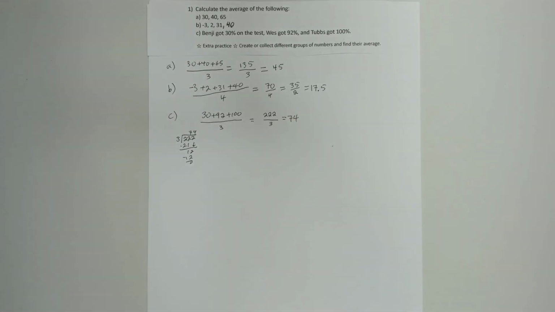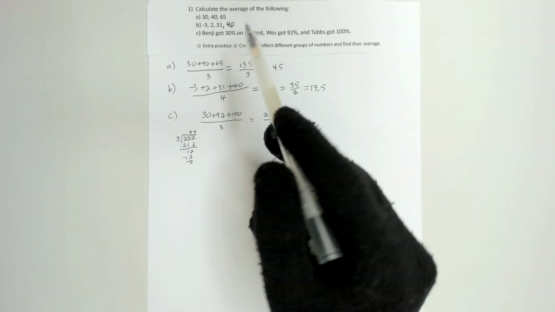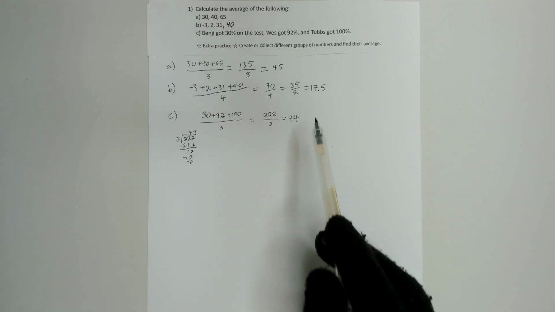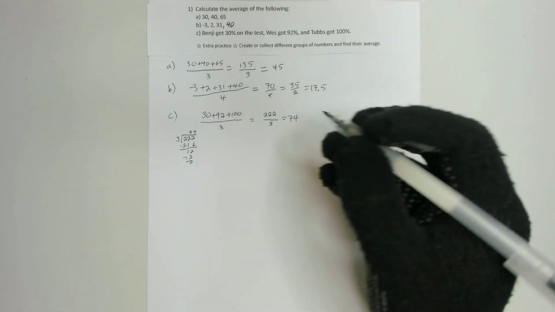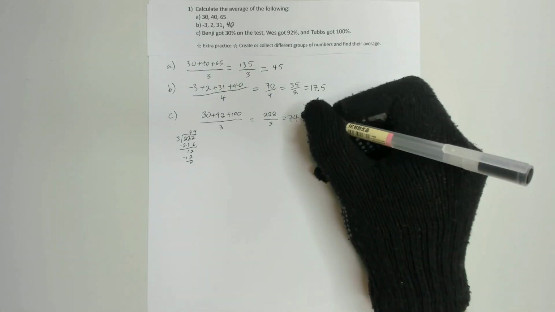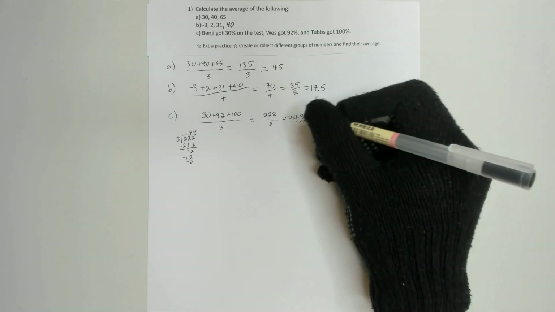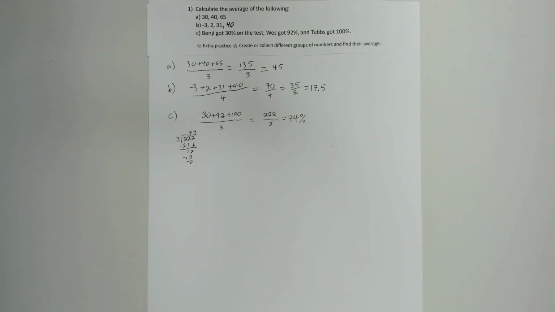Now remember, we wanted the average, but we have to keep in mind what we're averaging. Here we're averaging test scores, right? So the average isn't just 74, the actual average is 74%. So it's important that we add that kind of unit there to make sure that we still know what we're talking about. All right, so not bad, same kind of process overall.